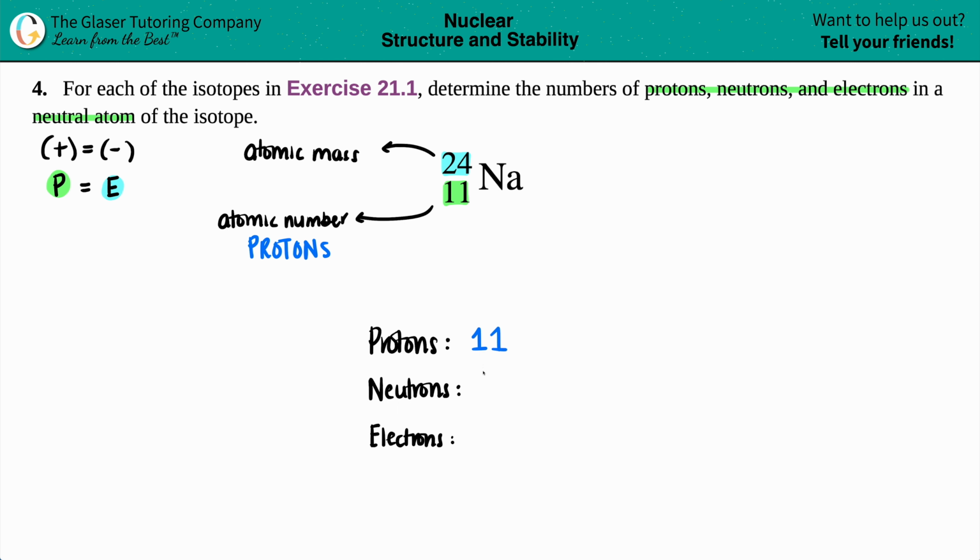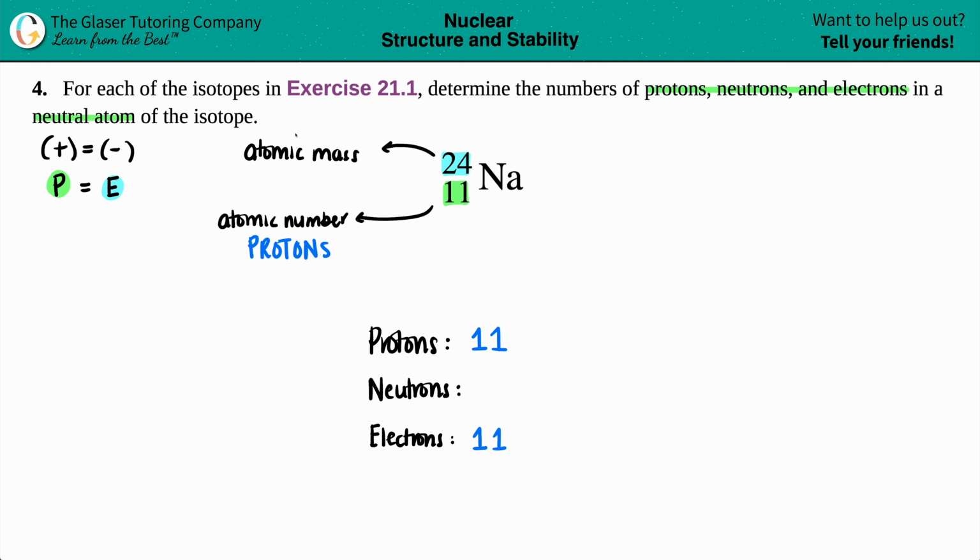But they also said that we had a neutral atom. So the number of positives, which are the protons, have to equal the number of negatives, which are the electrons. So if I have 11 pluses, I must have 11 negatives, which means that I have 11 electrons. And 2/3 of the way done. Now we just have to find out the neutrons. Remember, the neutrons have no charge, so N.